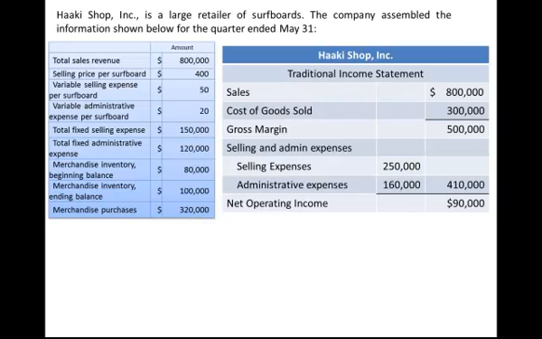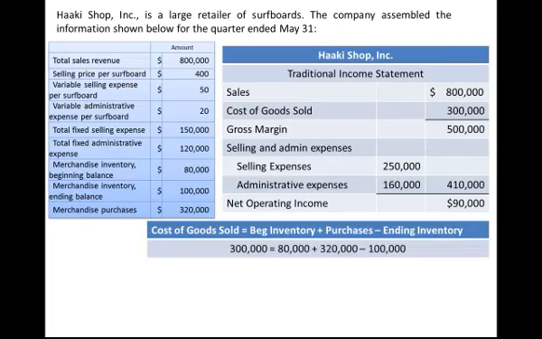The selling and administrative expenses, however, are going to report all the period costs that have been expensed as they have been incurred. So how we calculated the cost of goods sold is by taking our beginning merchandise inventory from the left of $80,000, adding additional merchandise purchases of $320,000, and then subtracting out our ending inventory. That gives us $300,000 for cost of goods sold.